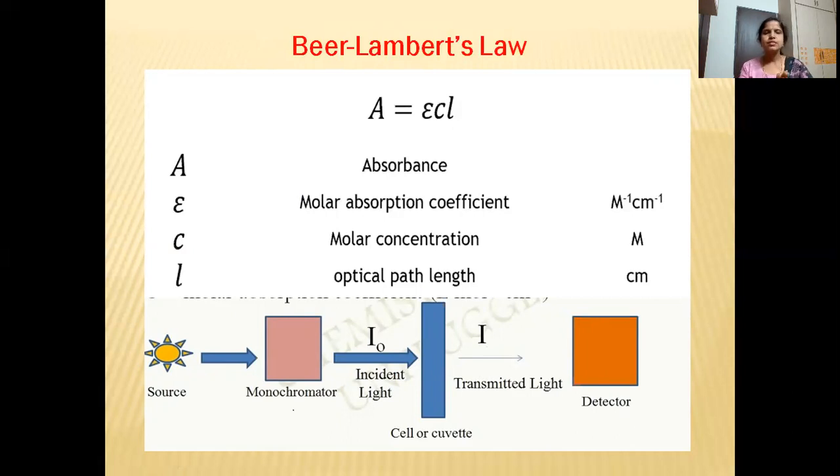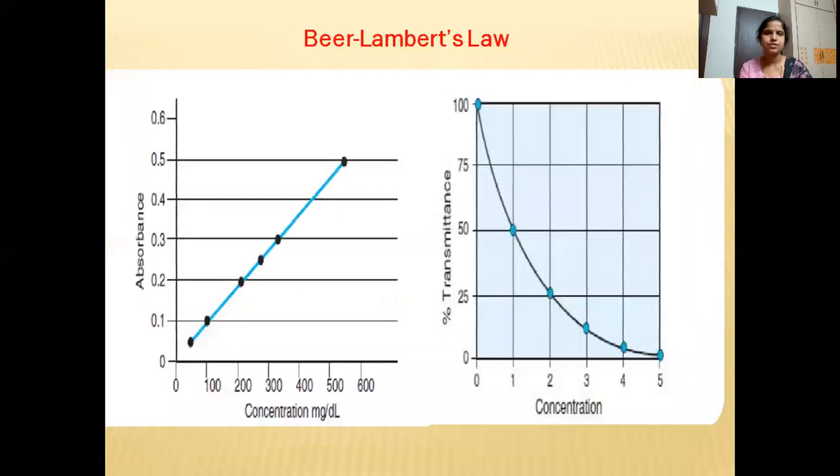So absorbance is nothing but the amount of the light which is absorbed by the sample. Whereas transmittance is the amount of the light which is transmitted out from the sample. So both absorbance and transmittance are inversely proportional. When absorbance is high, transmittance will be low and vice versa.